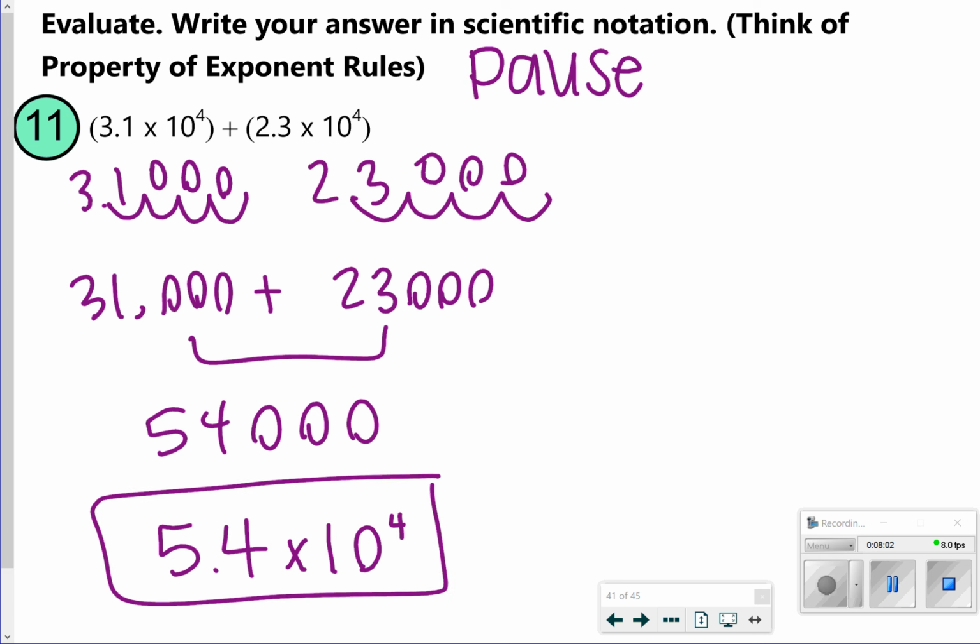Okay. Notice that both of these things have something in common. All we did was add the 3.1 and the 2.3 to get 5.4, and we kept the 10 to the 4th the same because 3.1 plus 2.3 is still less than 10. It's 5.4, so we can keep our exponent the same. So maybe just keep that in mind for next time.